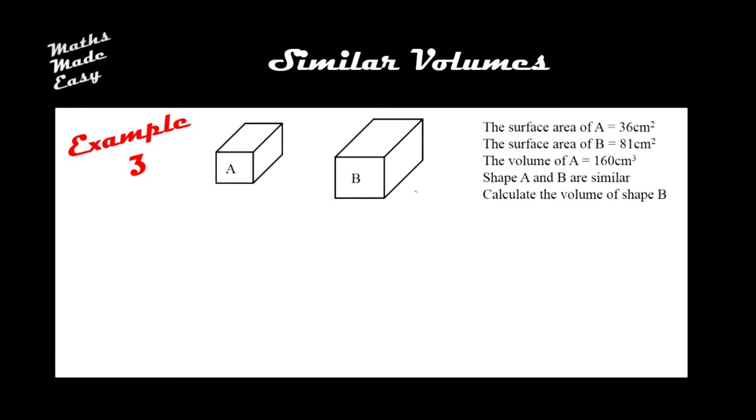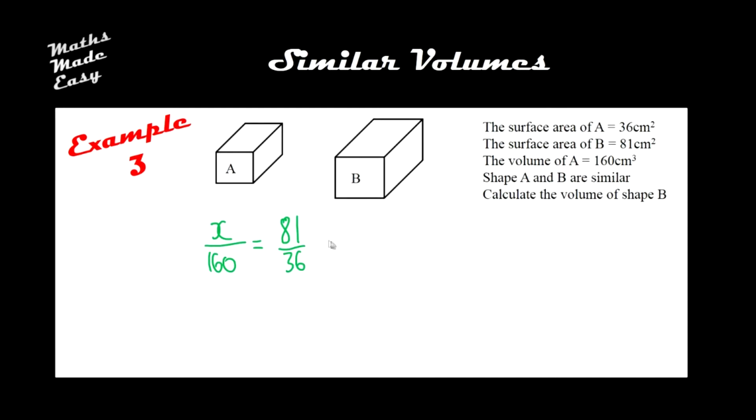Example 3 then. So this question is probably the hardest type you can get. You haven't been given any lengths at all, but you've been given 2 surface areas and 1 volume, and you're asked to calculate the other volume. So our volume scale factor, x divided by 160. So we have the volume of B, the larger volume, divided by the smaller volume, the volume of A. Then we do the same for surface area, 81 over 36.